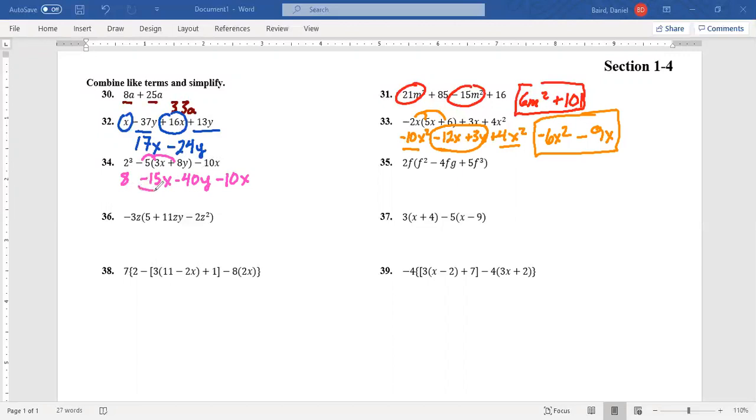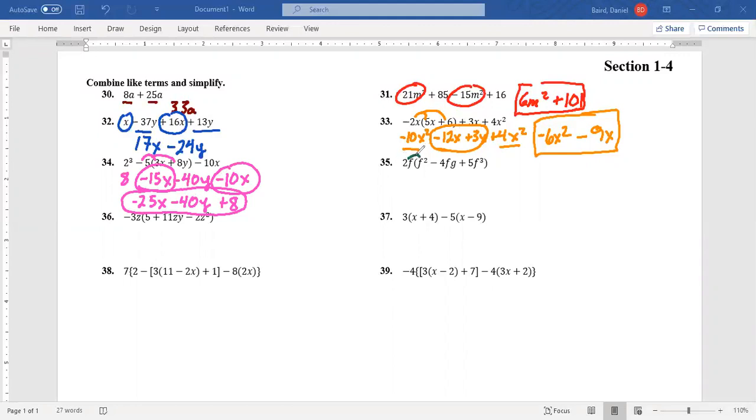Let's see, the x's go together. So these can go together, the negative 15x and the negative 10x. So we have a negative 25x, and we have a positive 8. We could put that on the first or the last, minus the 40y plus the 8. So the 8 could go anywhere there as long as it's positive. So it could be 8 minus 25x minus 40y. That would have been okay. All right, good. Let's try number 35.